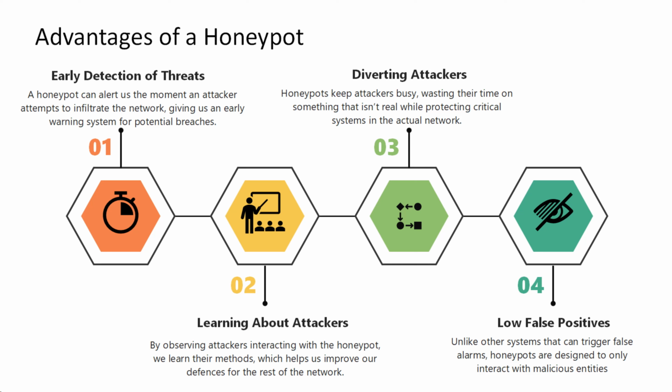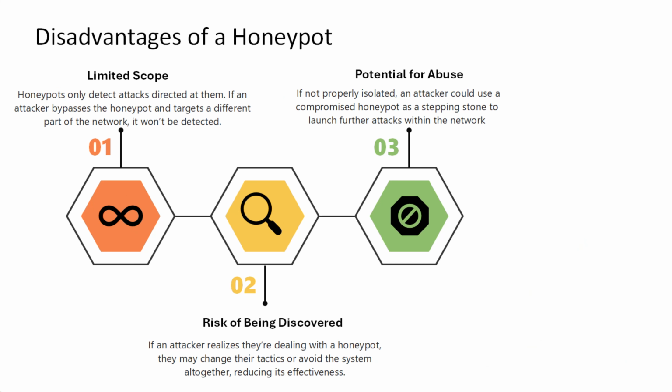But of course, like everything, honeypots do have some drawbacks. So let's look at them. 1. There's limited scope. Honeypots only detect attacks directed at them. If an attacker bypasses the honeypot and targets different parts of the network, it won't be detected.